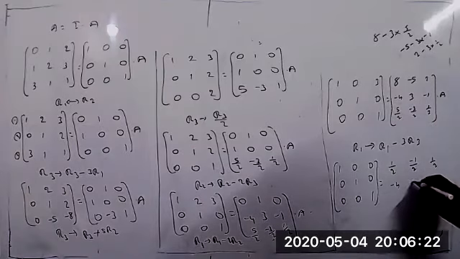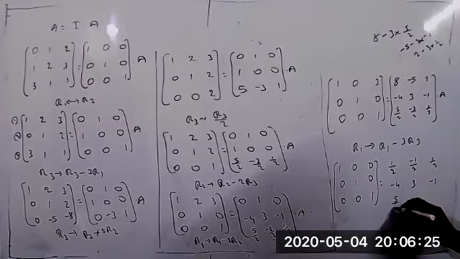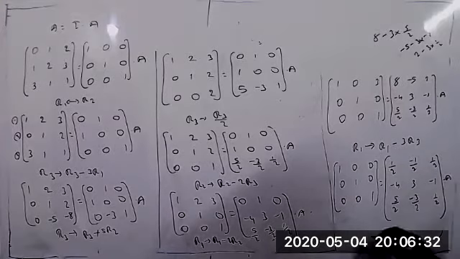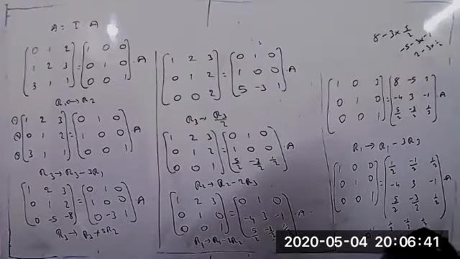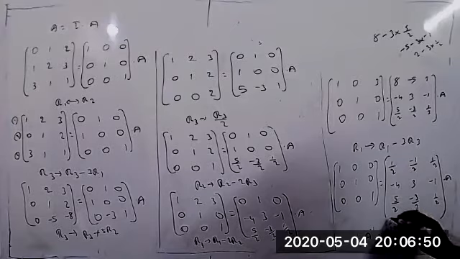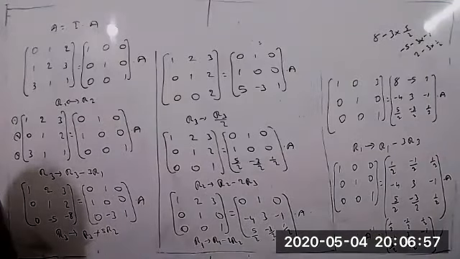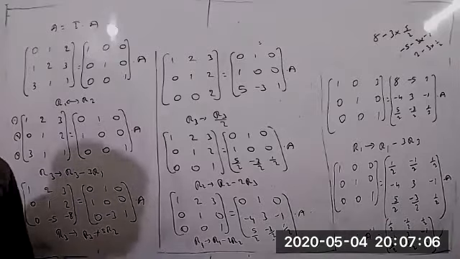So the rest of our answer is only minus 4, 3, minus 1, and 5 by 2, minus 3 by 2, and 1 by 2, into A. Therefore, the value of A inverse equals 1 by 2, minus 1 by 2, 1 by 2, minus 4, 3, minus 1, 5 by 2, minus 3 by 2, 1 by 2. This is the value of A inverse.